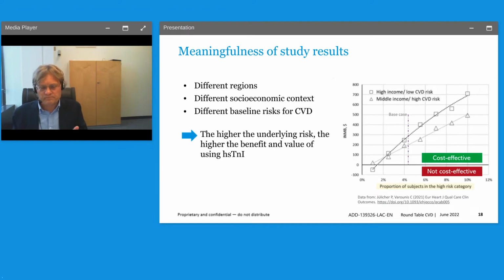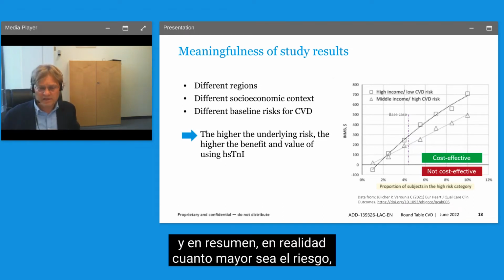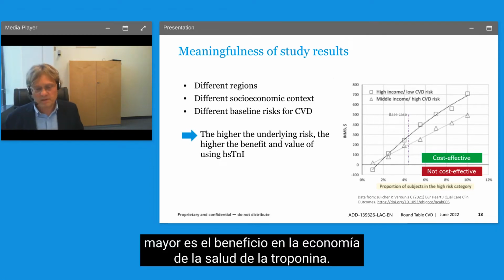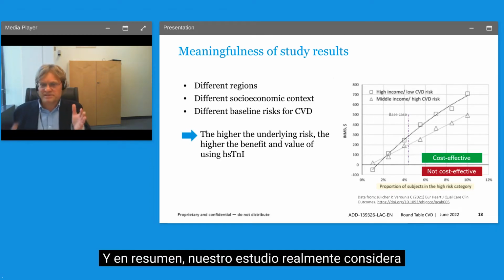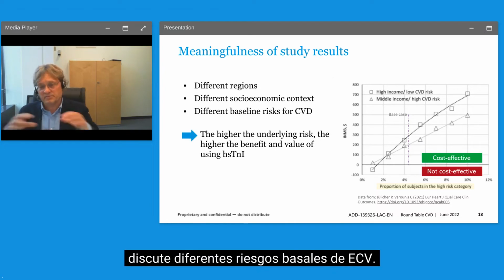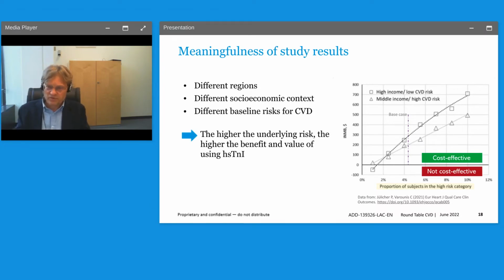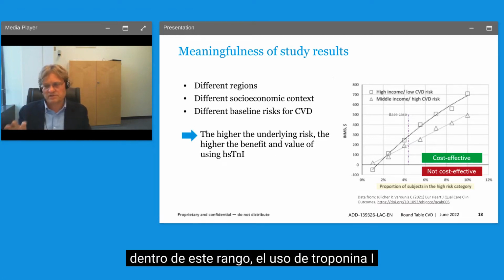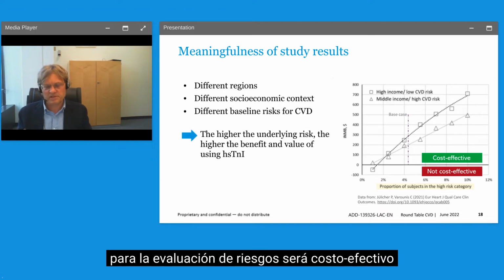And in short, the higher the risk, the higher the health economic benefit of troponin. And in summary, our study really considered different regions, different socioeconomic contexts, and discussed different baseline risks for CVD. And the conclusion is, in settings that fall within this range, the use of troponin I for risk assessment would be cost effective or even cost saving.